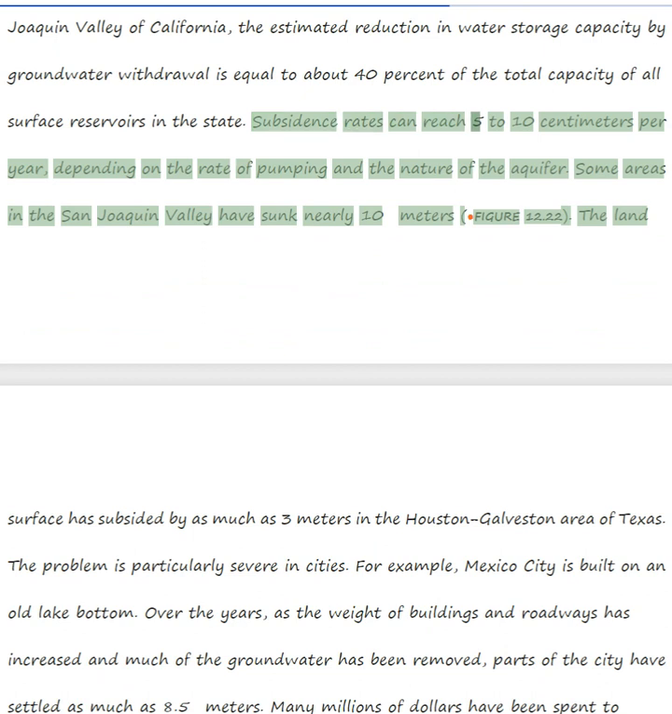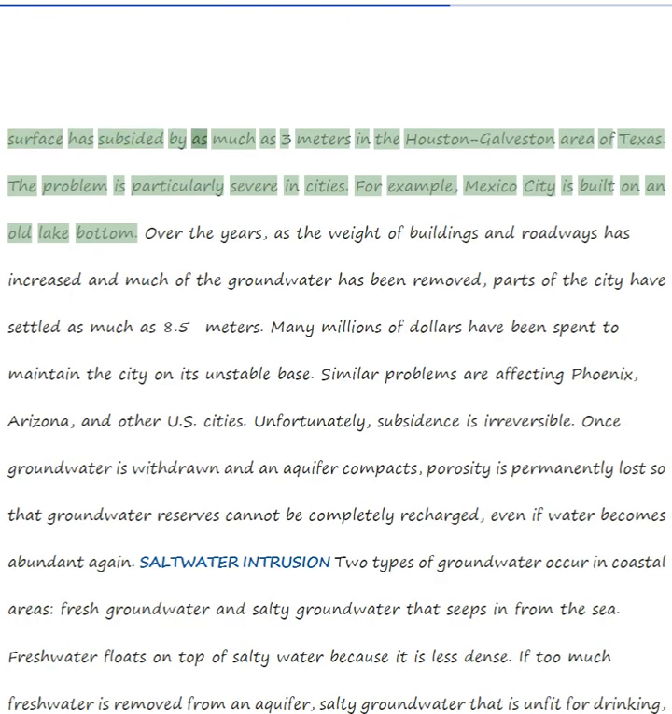Subsidence rates can reach 5 to 10 centimeters per year, depending on the rate of pumping and the nature of the aquifer. Some areas in the San Joaquin Valley have sunk nearly 10 meters. The land surface has subsided by as much as 3 meters in the Houston-Galveston area of Texas. The problem is particularly severe in cities.